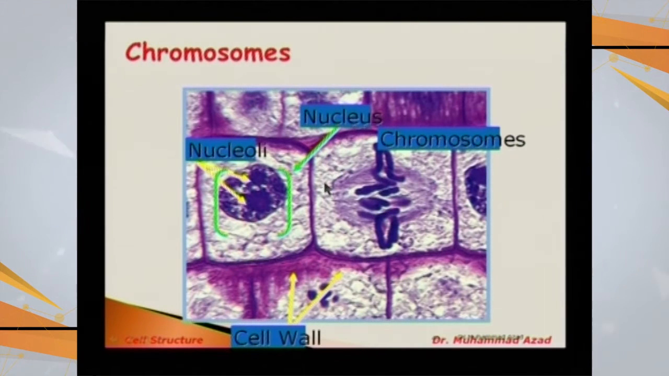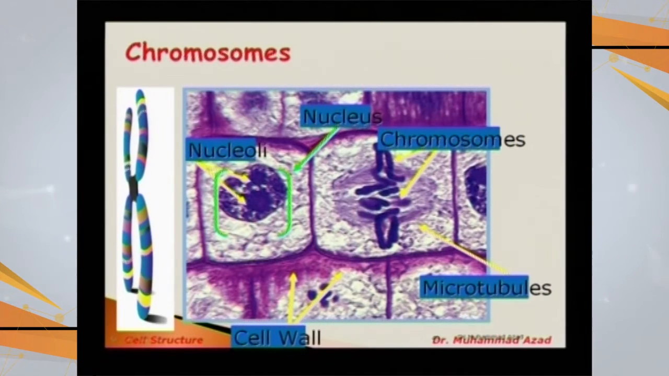So in the uncoiled, diffuse form, this is called chromatin, and if it is in the condensed, coiled, thread-like form, these are called chromosomes. Otherwise this is the same material, and these chromosomes are attached with microtubules also called spindle fibers. This is one of the artistic impressions of the chromosome.